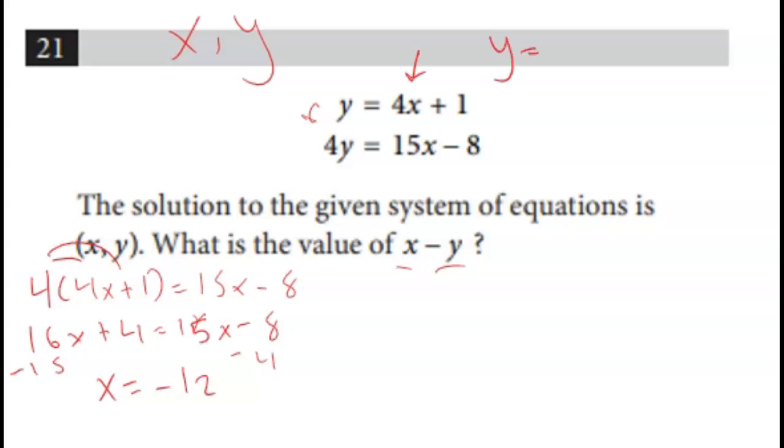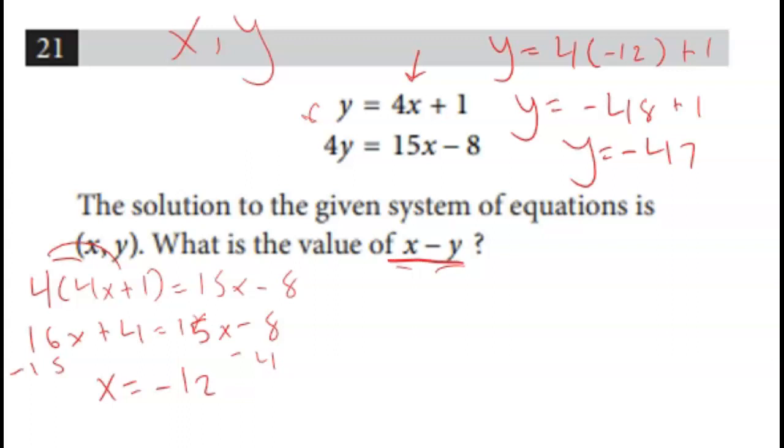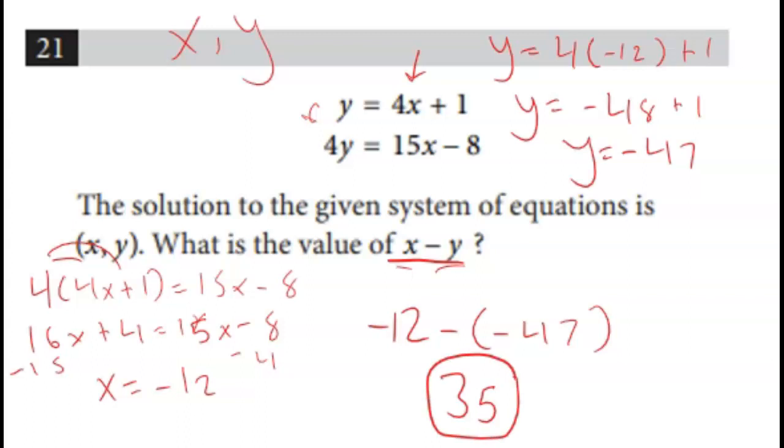So we know y equals 4 times x, which is negative 12, plus 1. So we get y equals negative 48 plus 1. So y equals negative 47. So we need to know what x minus y is. We're getting negative 12 minus negative 47, which basically means it's negative 12 plus 47. When I plug that into my calculator, it's going to be a positive 35. So this is going to be the correct answer.